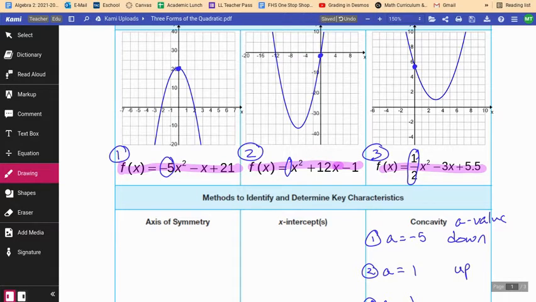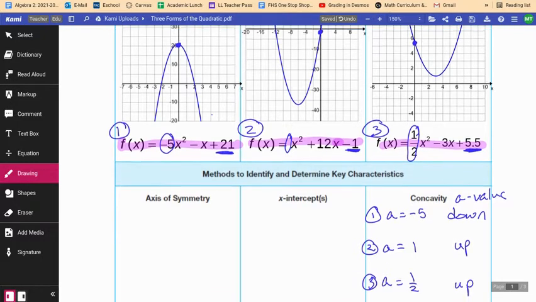Okay, so this is what I want you guys to understand. This y-intercept is at 0, 21 actually. Okay, but here is the value of my y-intercept. Right here, it's at a little bit below 0. Well, -1 is my y-intercept. And then this one's a little bit above 5, which is 5.5.